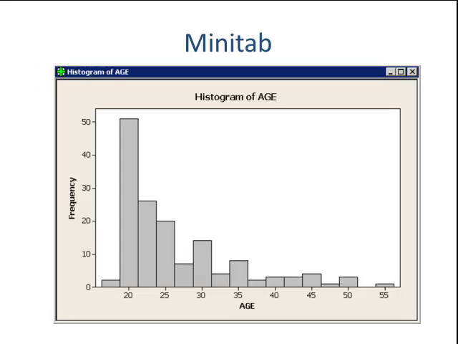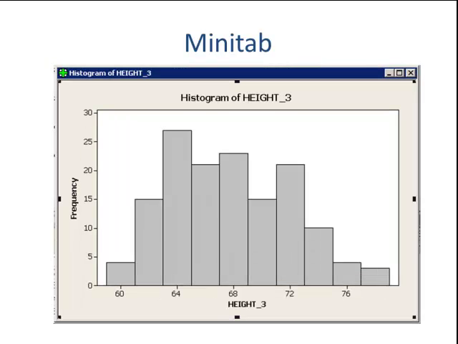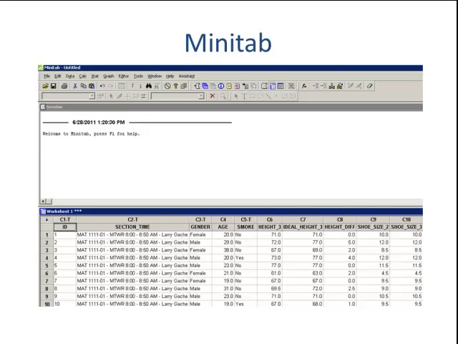Minitab. This is the data from the first survey, early fall 09. This is the histogram for age, and clearly this is skewed right. This is the heights for the same data set, and here we can see that this is approximately normal. We're going to look at the probability plots for both of these and compare. How do you compute the probability plot?